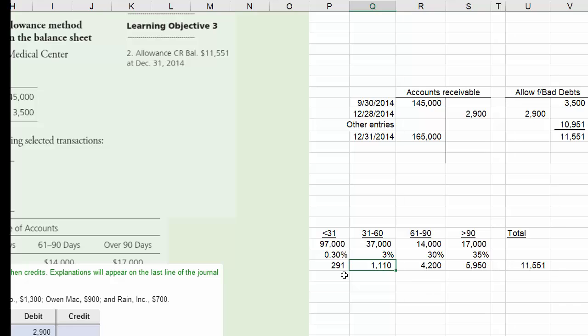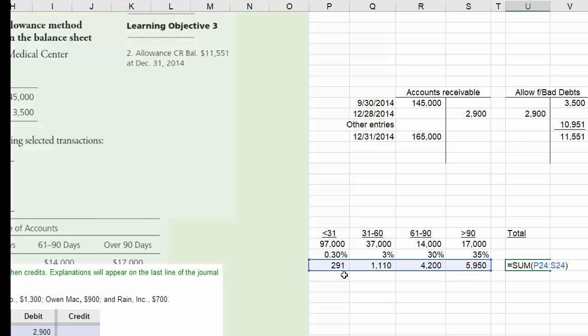Okay, of the accounts that are 31 to 60 days old, we think 3% will go bad. And of course, I've got the same calculation. Then 30% for the 61 through 90 days, and greater than 90 is 5,950 using 35%. And then you just sum across, right?